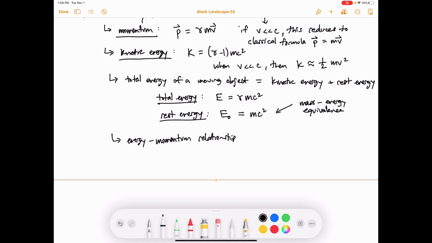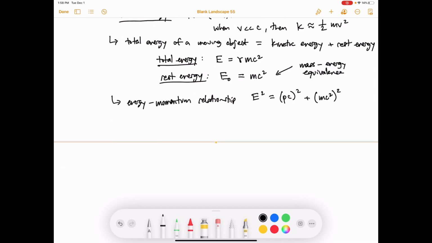Which relates all of these different ideas. It says that E squared, that's the total energy squared, equals (pc) squared plus (mc squared) quantity squared. So how do we think about this? Well, the equation looks remarkably similar to the Pythagorean theorem.